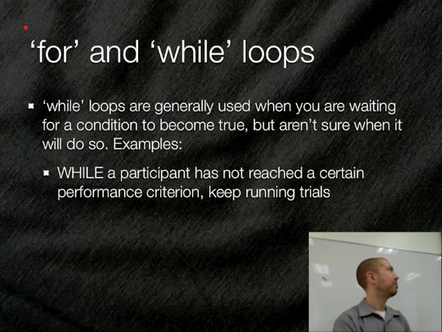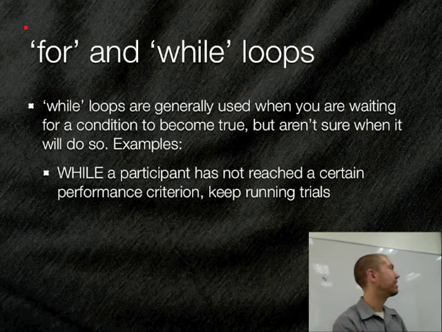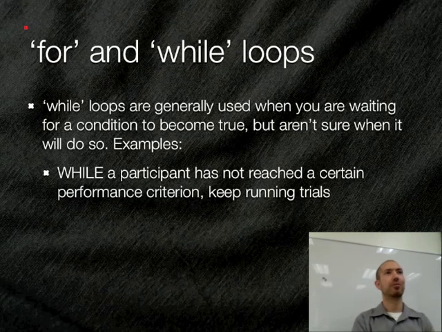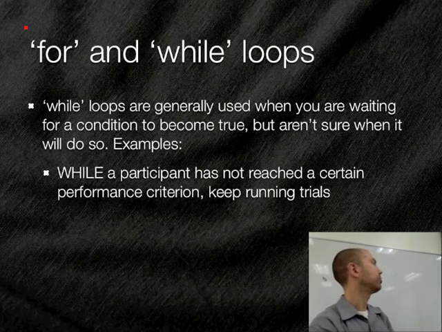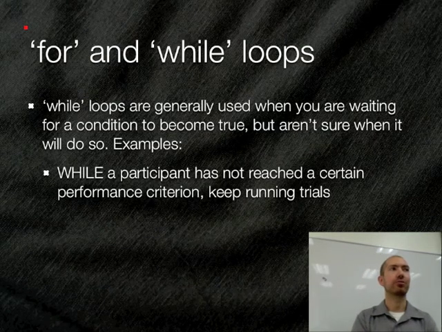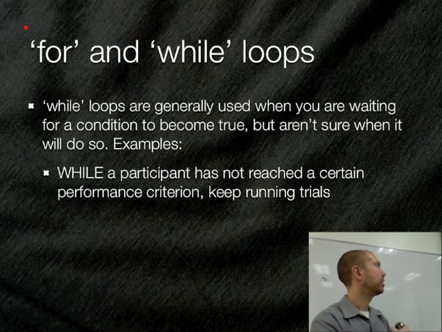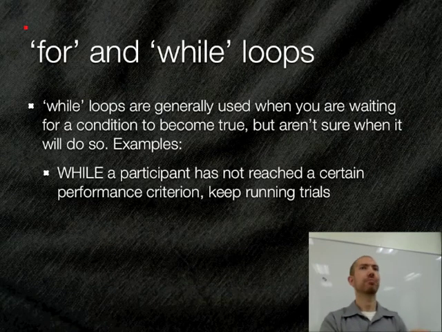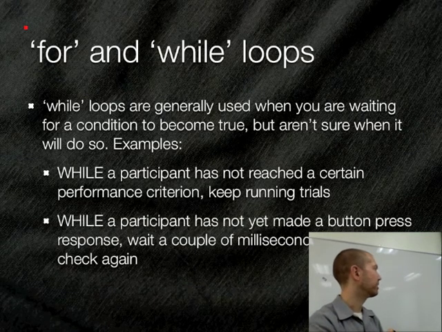Again, I'm expressing it this way because you have to start thinking in the syntax of the programming. So while it's true that the participant has not reached the criterion, keep running trials, right? So in other words, keep running trials until the person reaches criterion. That makes sense? So that's a reasonable circumstance.